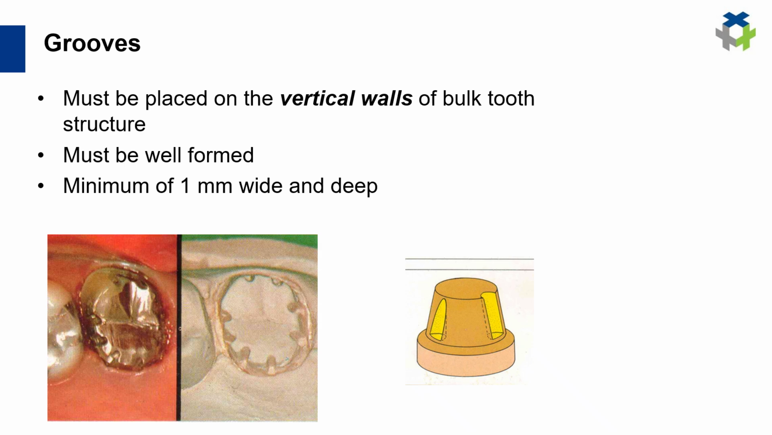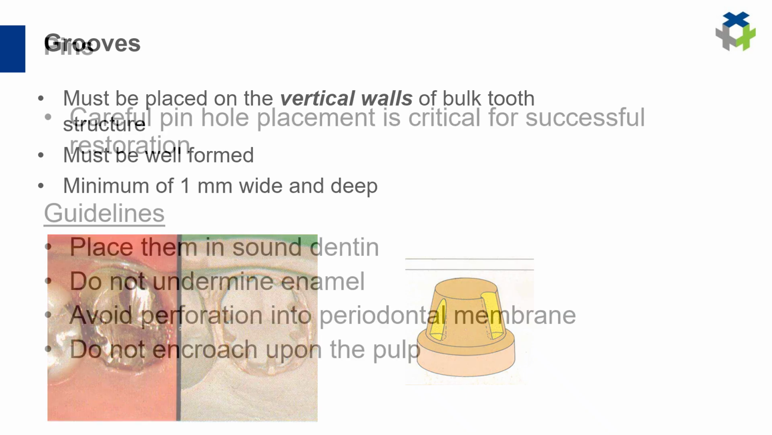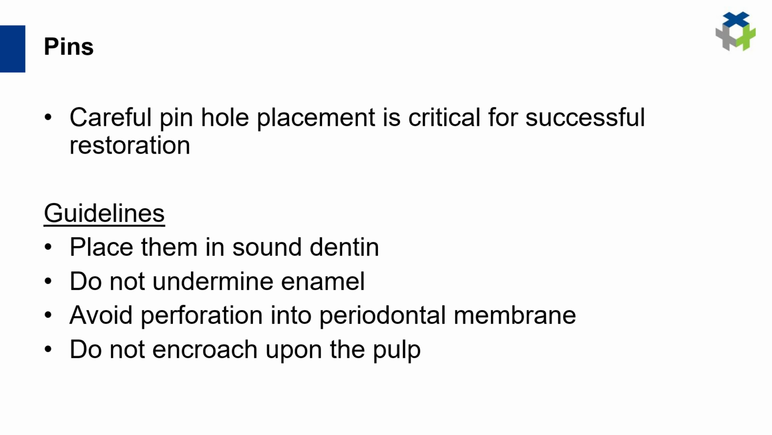Note that we should not place too many grooves. The grooves should be limited to a maximum of 2 or 3 grooves, and they should be placed on the vertical walls. Make sure the grooves are on opposing surfaces. The depth of the groove should be a minimum of 1 mm. Placing too many grooves can interfere with the seating of the crown.